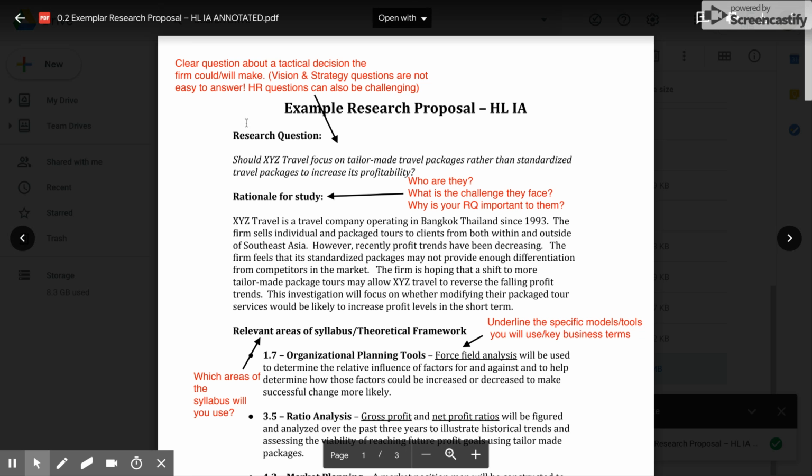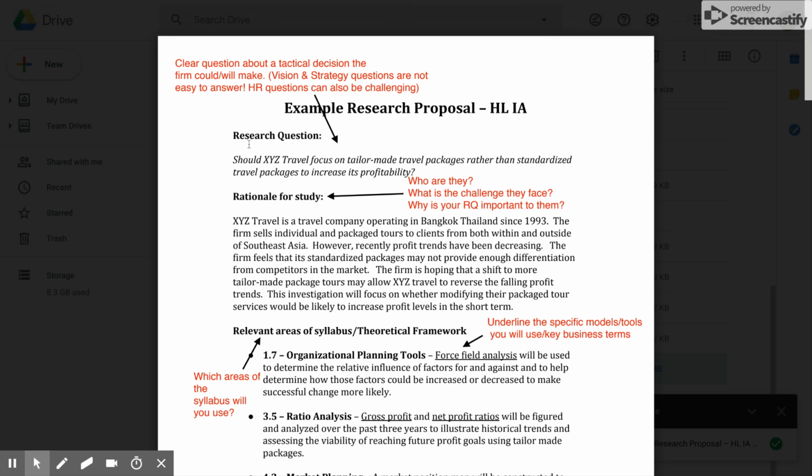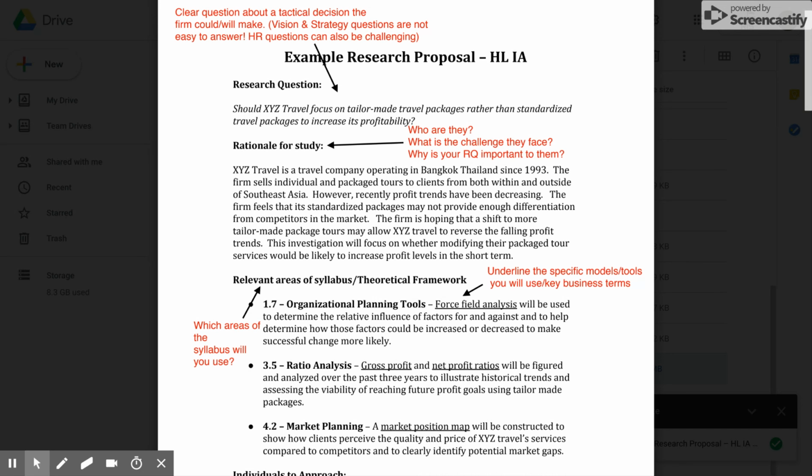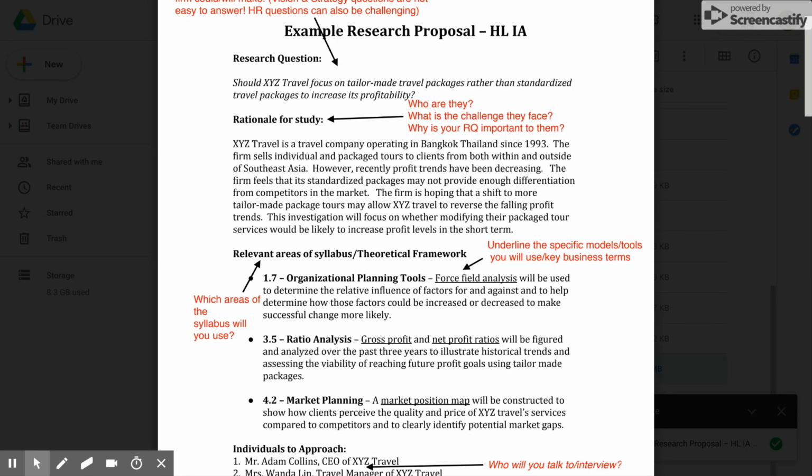So let's start at the top. At the very top, you have your research question. And again, the research question should be more tactical. It shouldn't be big picture vision, mission, or strategy. Those are more difficult to answer. HR questions, what to do about certain people, those types of concerns can also be very challenging. So if you're interested in doing one of those, please talk to me so we can strategize the best way to go about it. But generally speaking, tactical questions are the easiest to address.